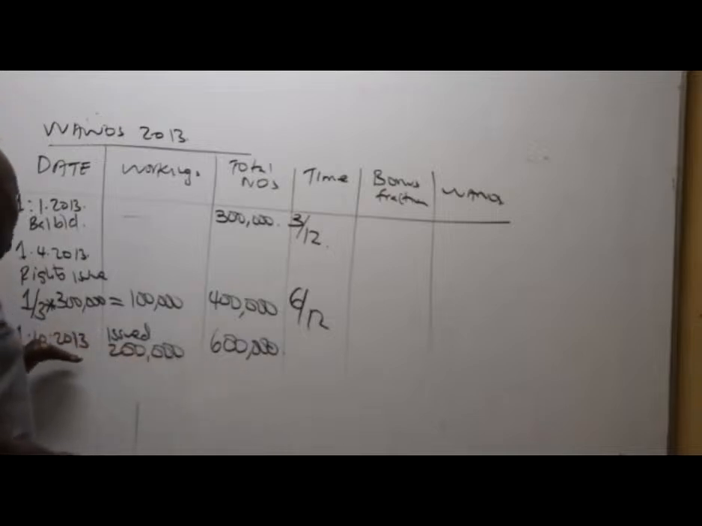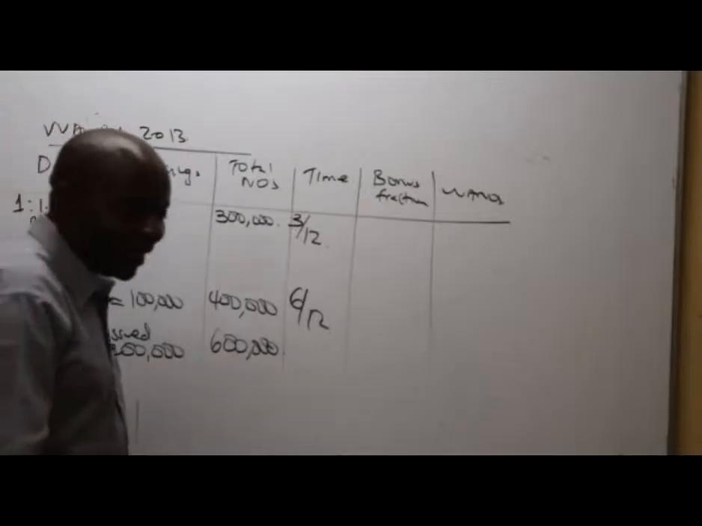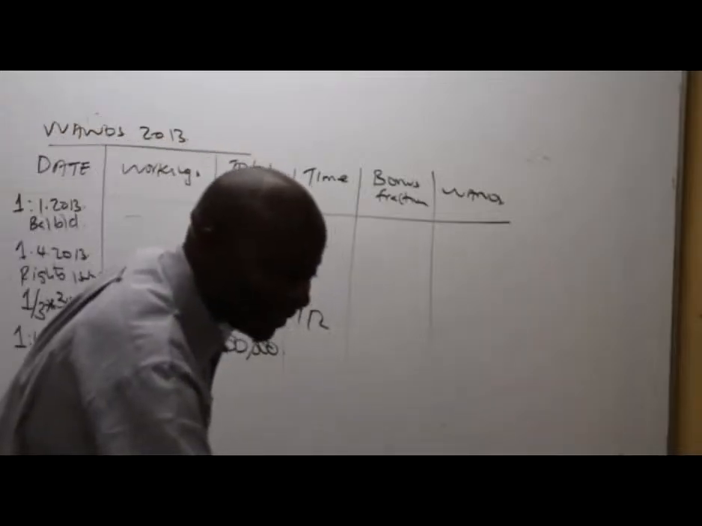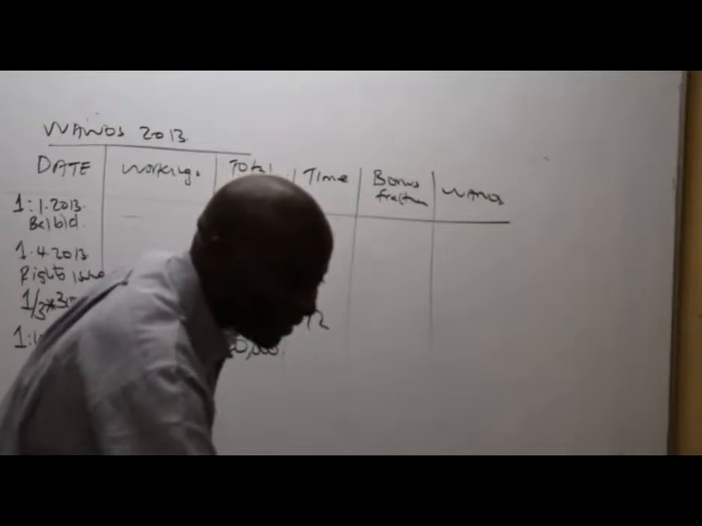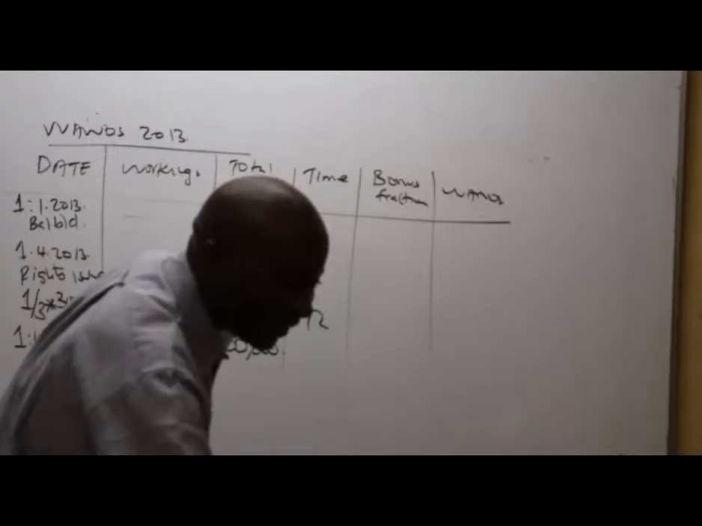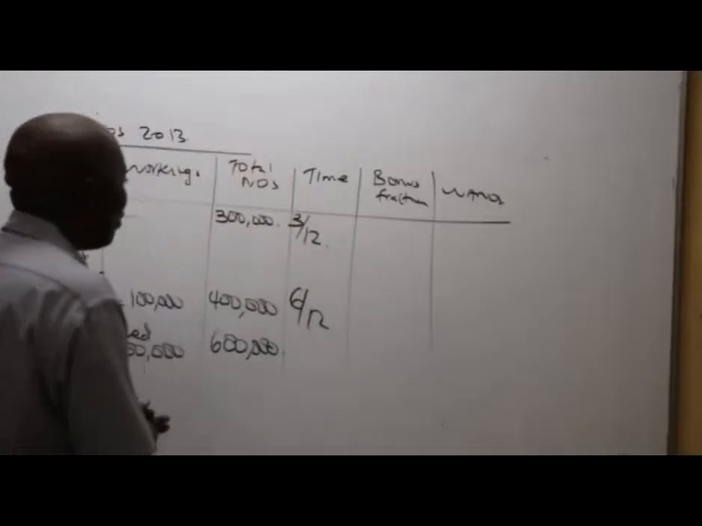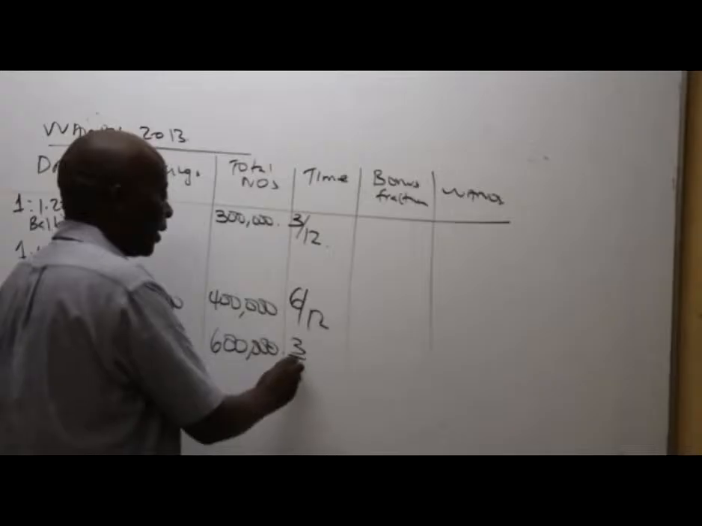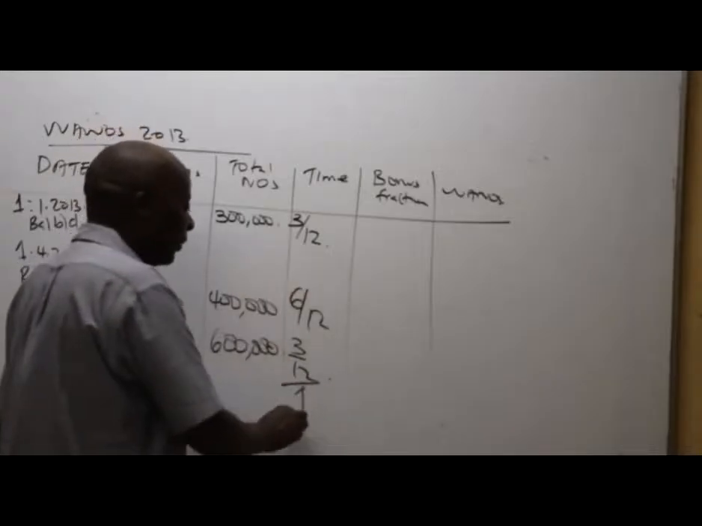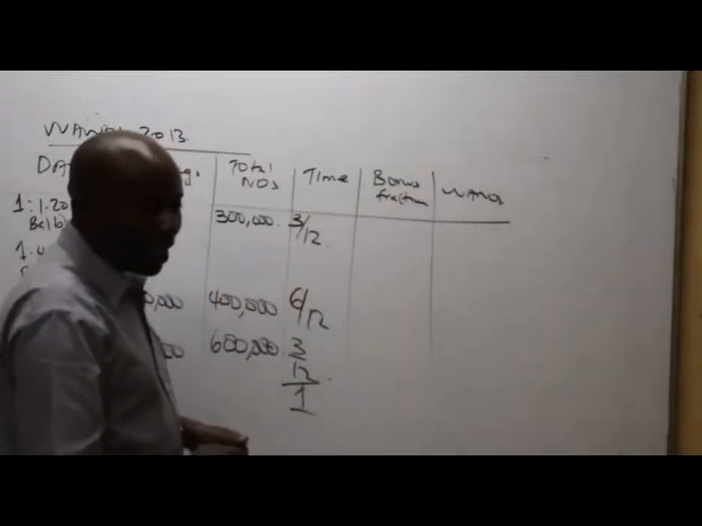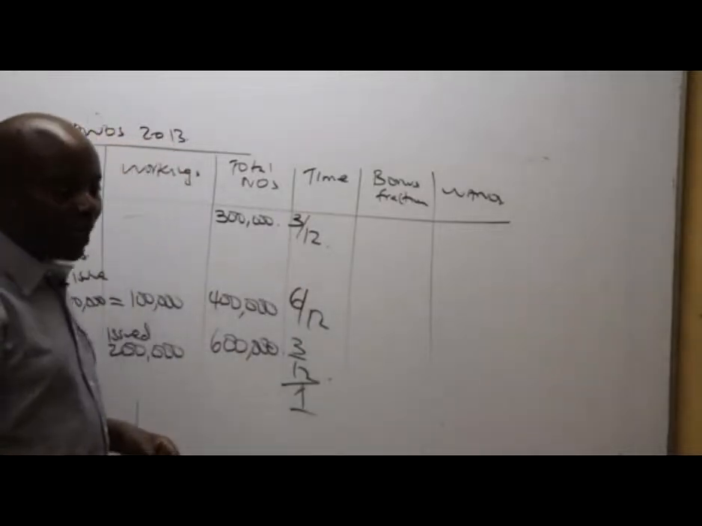From there, ladies and gentlemen, now we are talking of this month to the end of the year, to December. Of course, there will be 3/12. And of course, time fractions, when you add them, they must always add up to 1.